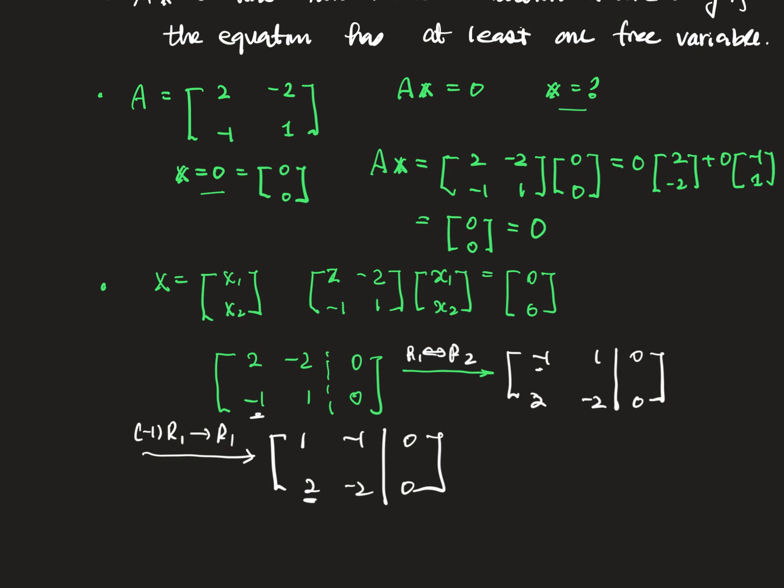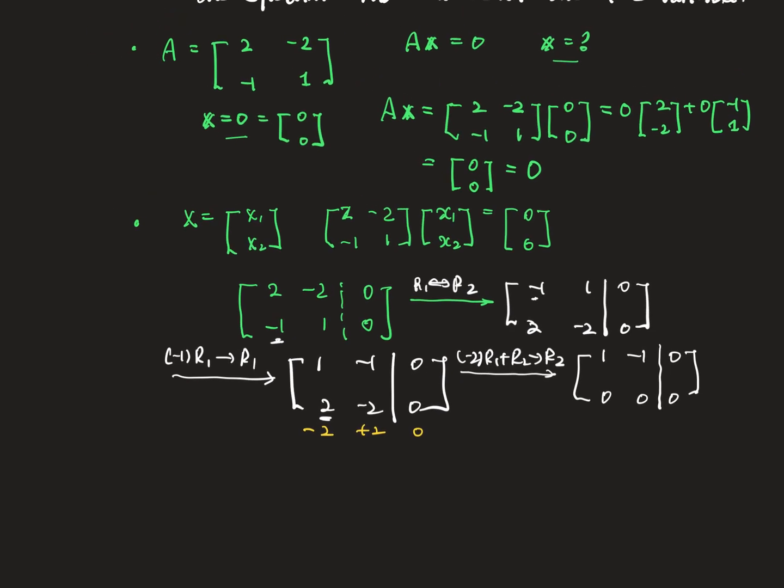This one is below the pivot, so that should be 0, right? So what do we need? Negative 2R1 plus R2 goes to R2. So this one is negative 2, positive 2, 0. So you have 1, negative 1, 0, 0, 0, 0, right? This form. So which one is a free variable, guys?